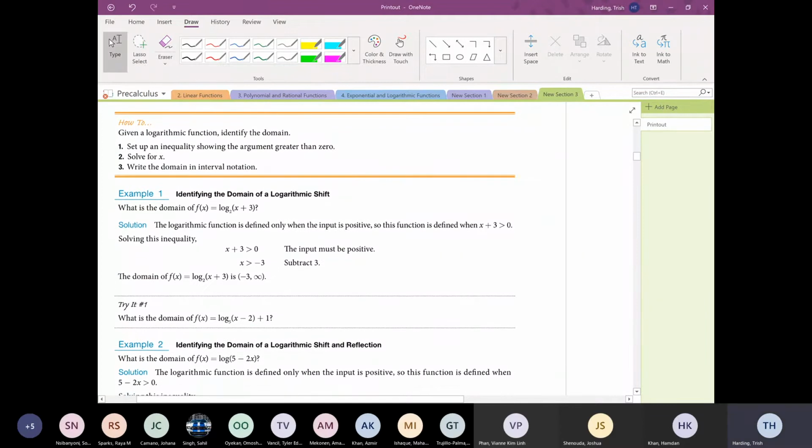So here, we took the inside portion. We have started solving for when it is greater than 0 because it has got to be greater than 0, which gave us x greater than -3.